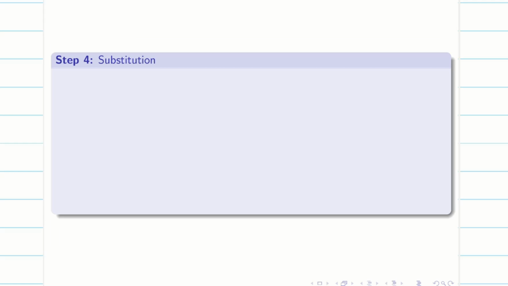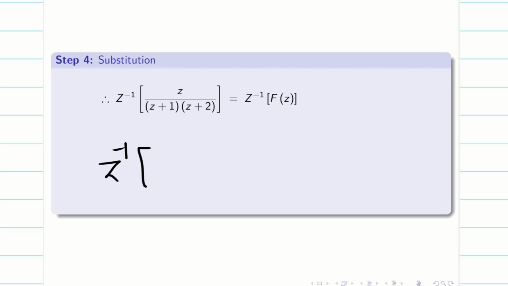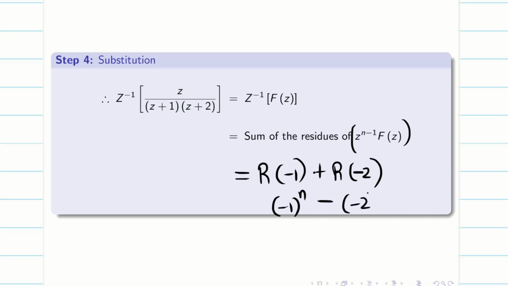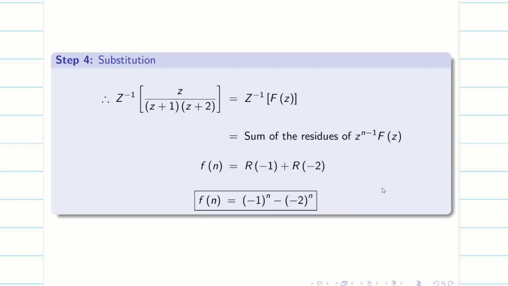And step 4, substitution. So, Z inverse of f of z, this is my given question, is equal to the sum of the residues of z power n minus 1 into f of z. We have only two residues, r of minus 1 and r of minus 2. Just substitute the values, that is (minus 1) whole power n minus (minus 2) whole power n. This is my final answer.